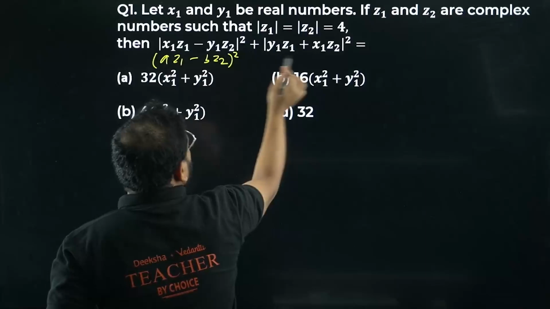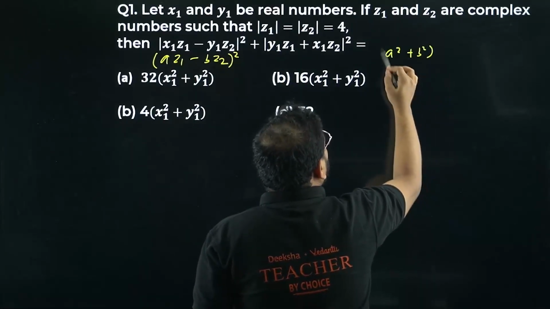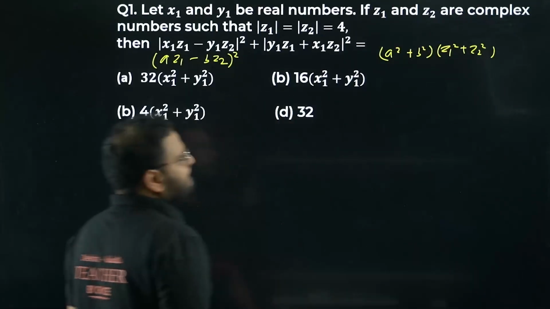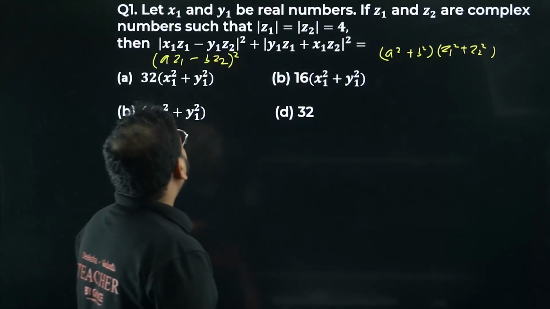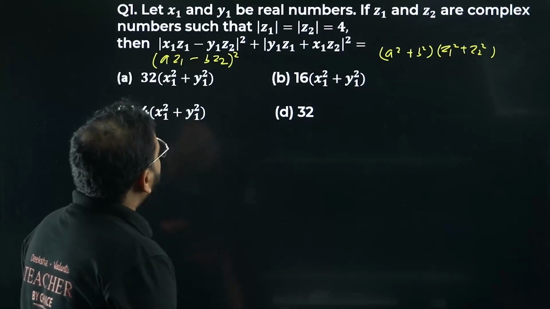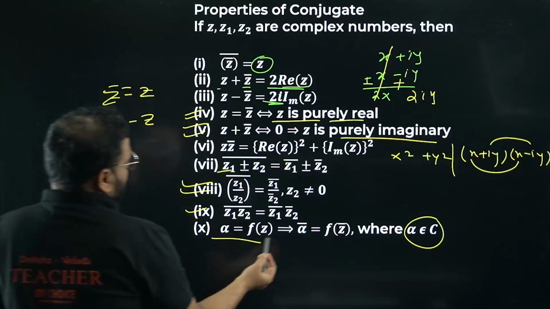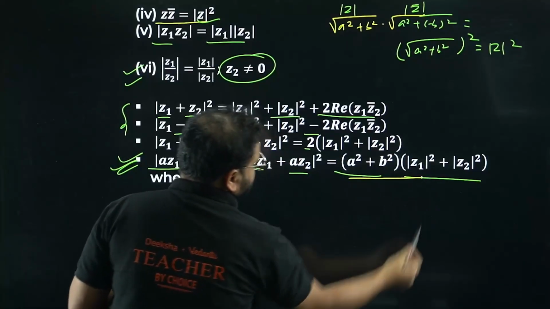bz2, the whole square, and the same thing was here. The answer was, remember, a square plus b square times z1 square plus z2 square. Remember this? So in this case, what are we going to get? Please check. This is the property I'm talking about. Where is this property? This property. Please check.